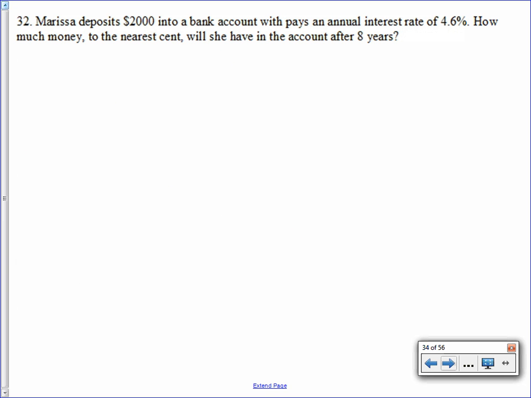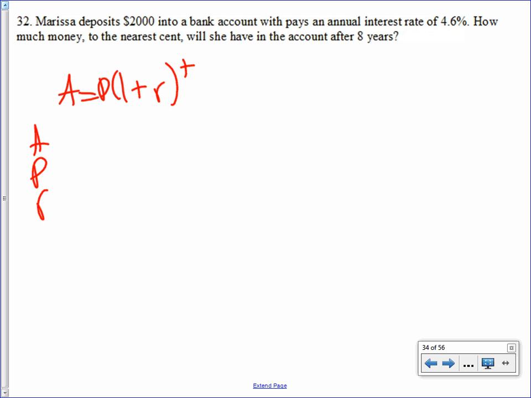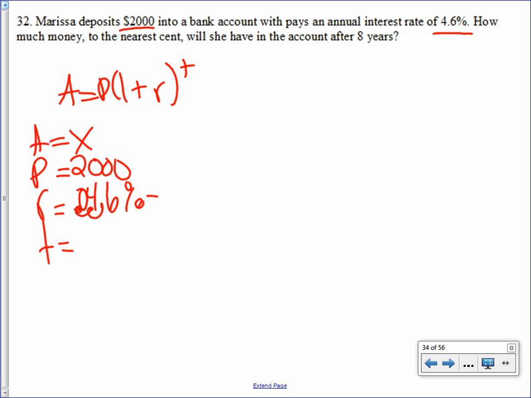Marissa deposits $2,000 into a bank account. Again, AP1RT. In this case, we're depositing money in an account where there's an interest rate and it's getting bigger, so I put a plus. A is always the current amount. It's how much you'll have at the end. P, your initial, is 2,000. My rate is 4.6%, and I have to convert that into a decimal, 0.046. T is 8.